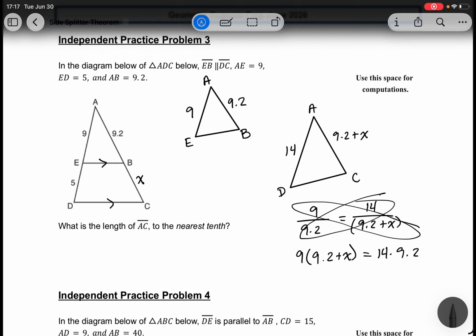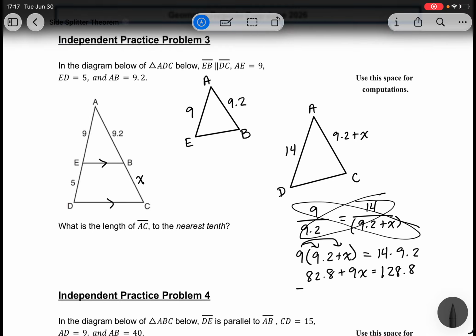So we're going to distribute the 9 to everything in parentheses. So 9 times 9.2, and then 9 times x. So we get 82.8 plus 9x equals 14 times 9.2, which is 128.8. Once again, we only have one variable term, so we want to move our constants.